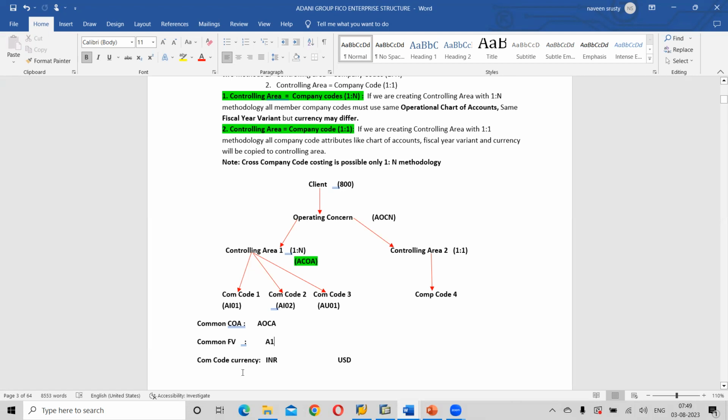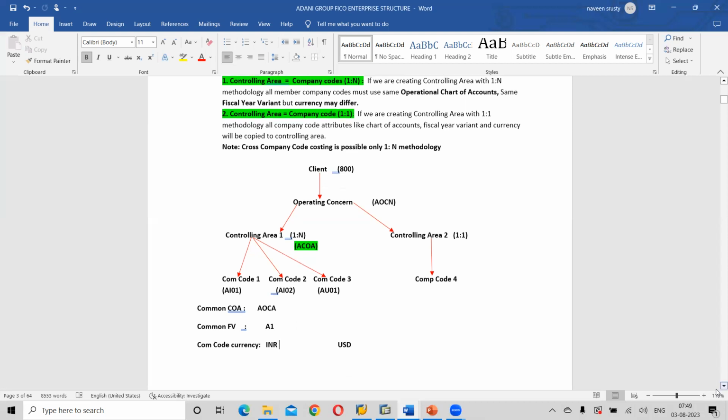And for company code currency, I'm using 2 currencies. As I mentioned, the common chart of accounts should be the same and the fiscal year variant will be the same for the 3 company codes. Then only 1:n methodology is possible. But currencies can be different. So for company code 1 and company code 2, I'm using INR, and for company code 3, I'm using USD. Clear? Any questions still?